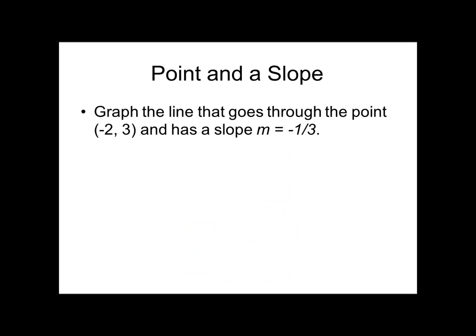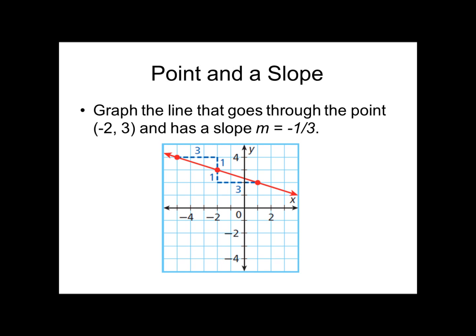Now, let's graph the line that goes through the point -2, 3 and has a slope that's equal to -1/3. Again, one number is negative. Don't make them both negative. So we'll mark the point -2, 3, and we either go down and right, or we go up and left, making sure that only one of those numbers is in the negative direction.